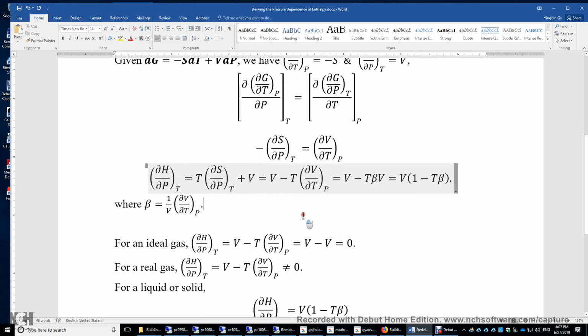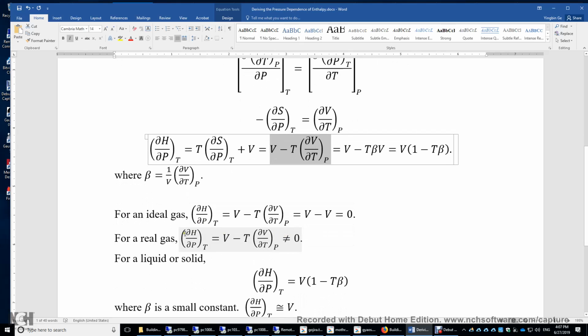For ideal gas, we can evaluate this pressure dependence of enthalpy easily by using this equation, because for an ideal gas, ∂V over ∂T equals nR over P, and nR over P equals V over T. Therefore, we have V minus T times V over T, which is V minus V equals 0. So for ideal gas, enthalpy does not depend on pressure under constant temperature condition.